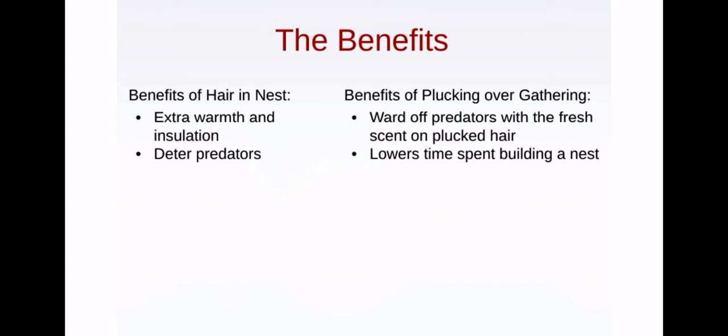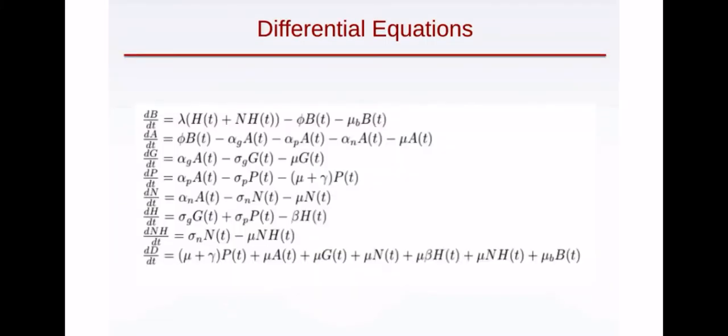Then we considered why plucking hair might be more beneficial than gathering hair for a nest. We think that the hair from live animals might give a stronger scent than hair from the ground, thus having a higher chance of deterring predators. Another possible benefit of plucking over gathering could be less time having to find hair, thus building a nest much faster. In order to model this behavior within the bird population, we created the following differential equations to form a compartmental model. So these equations represent the birds moving from one group to another.